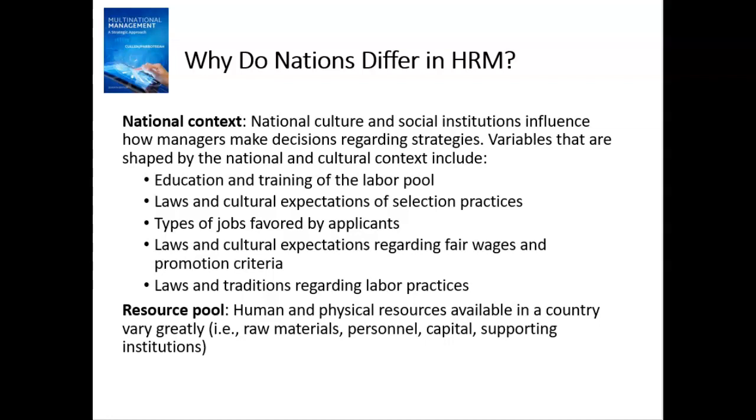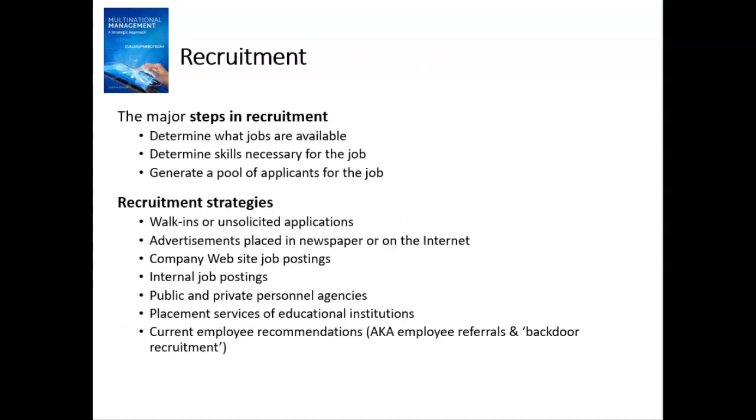A multinational might decide where to locate a subsidiary based on the availability of human resources and physical resources, like raw materials, capital, or supporting institutions available in a particular society. The nature of labor relations, for example, the historical relationship between labor unions and organizations or employers, might also be a determining factor whether or not a multinational would choose a particular country versus another. Let's look at some of these specific aspects of human resources across cultures.